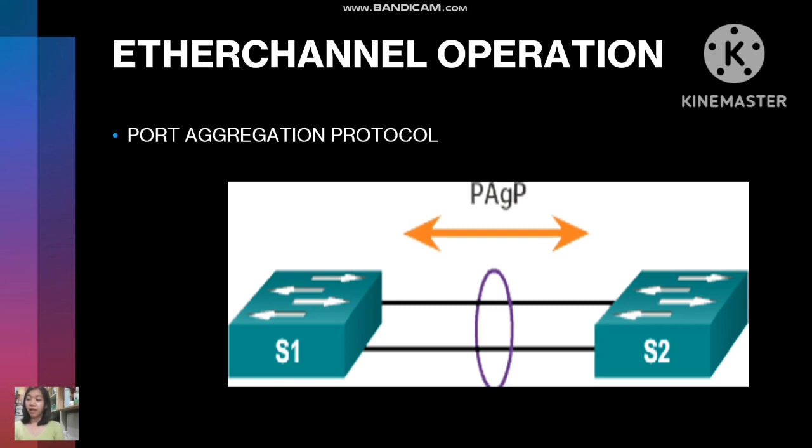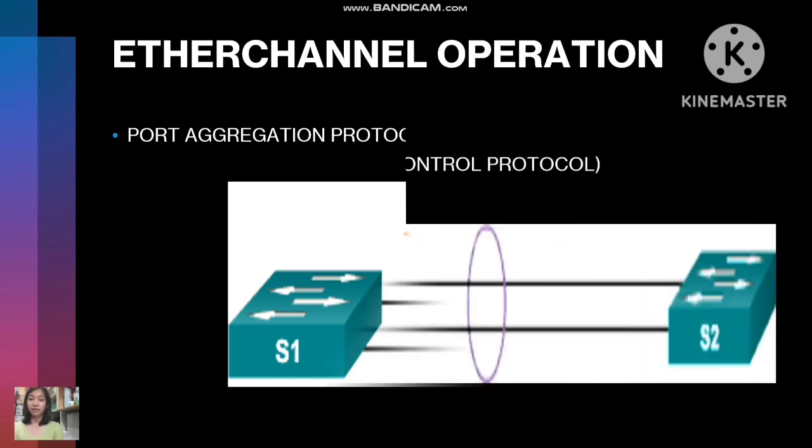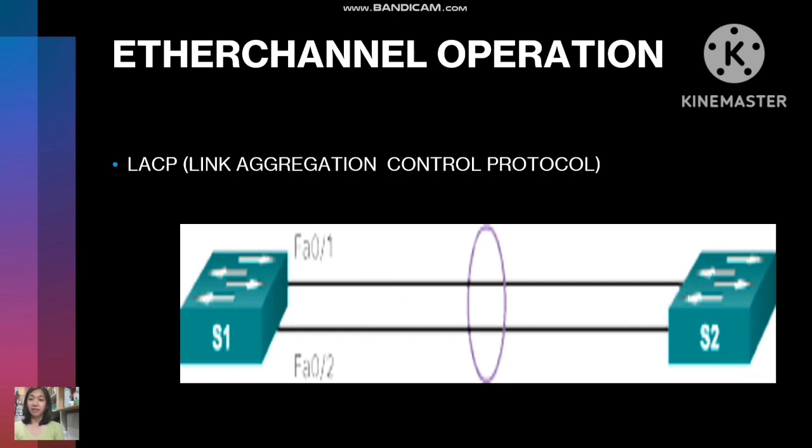When PAgP identifies matched Ethernet links, it groups the links into an Ether channel. The Ether channel is then added to the spanning tree as a single port. Next, we have the LACP, or Link Aggregation Control Protocol. It is a part of an IEEE specification, 802.3ad, that allows several physical ports to be bundled to form a single logical channel, as shown in this photo.